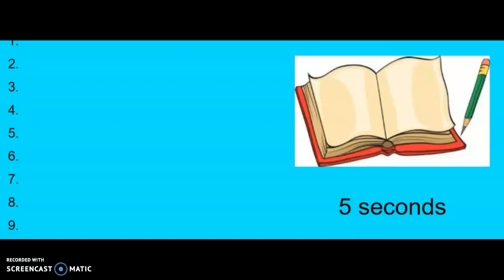Number 8. What is 12 multiplied by 10? What is 12 multiplied by 10? Number 9. What is double 34? What is double 34?